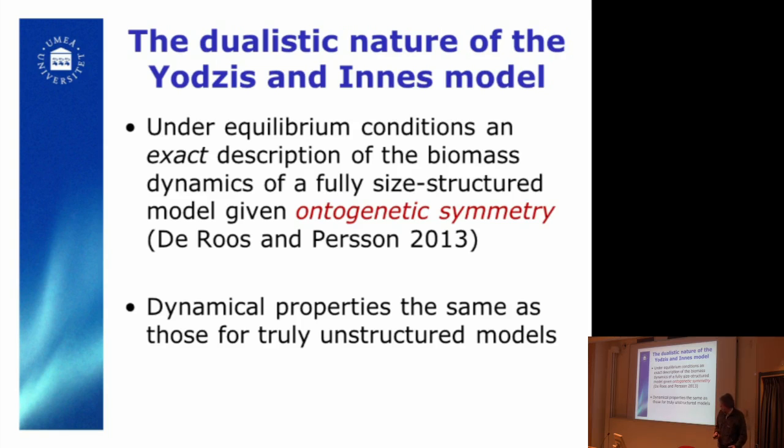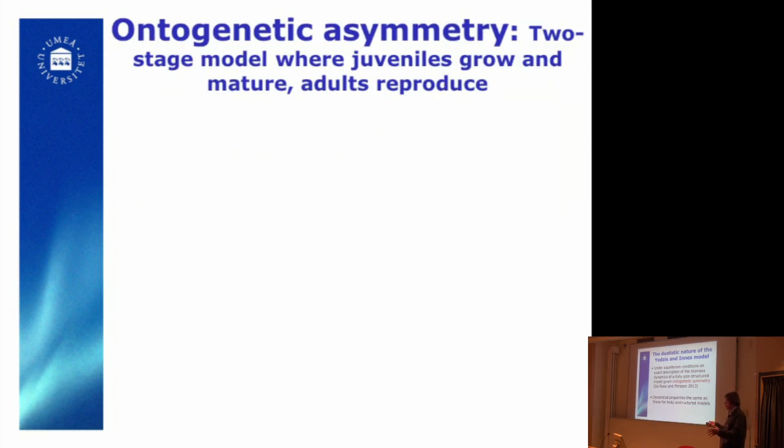The nice thing with it is it still has the dynamical properties of an unstructured model. I mean, it has aspects like the consumer resource cycle, paradox of enrichment. So it has both elements of the fullest size-structured theory for a special case, but also can be used as an approximation of unstructured models. So this is ontogenetic symmetry, and that holds for all unstructured models.